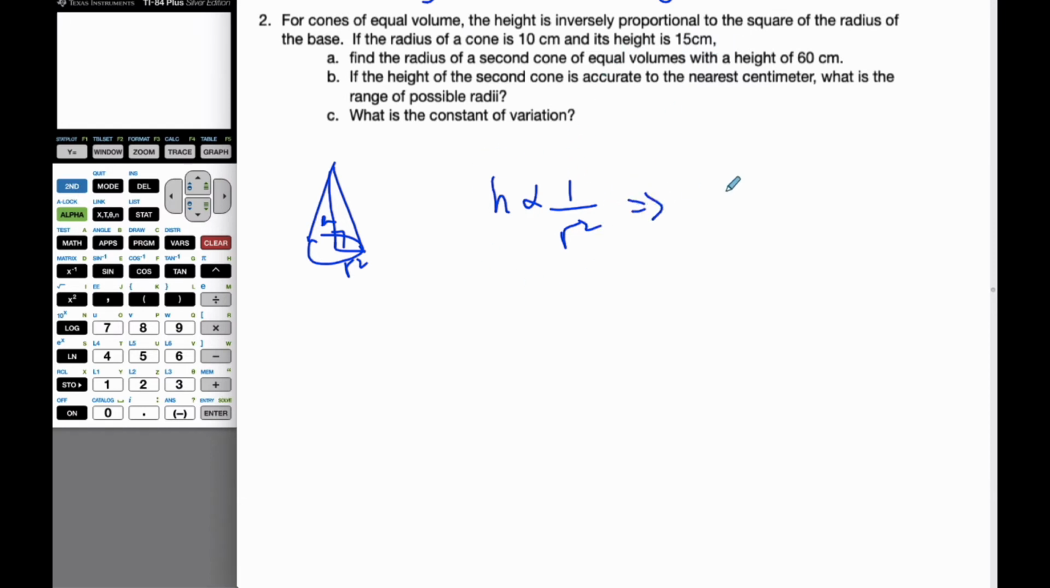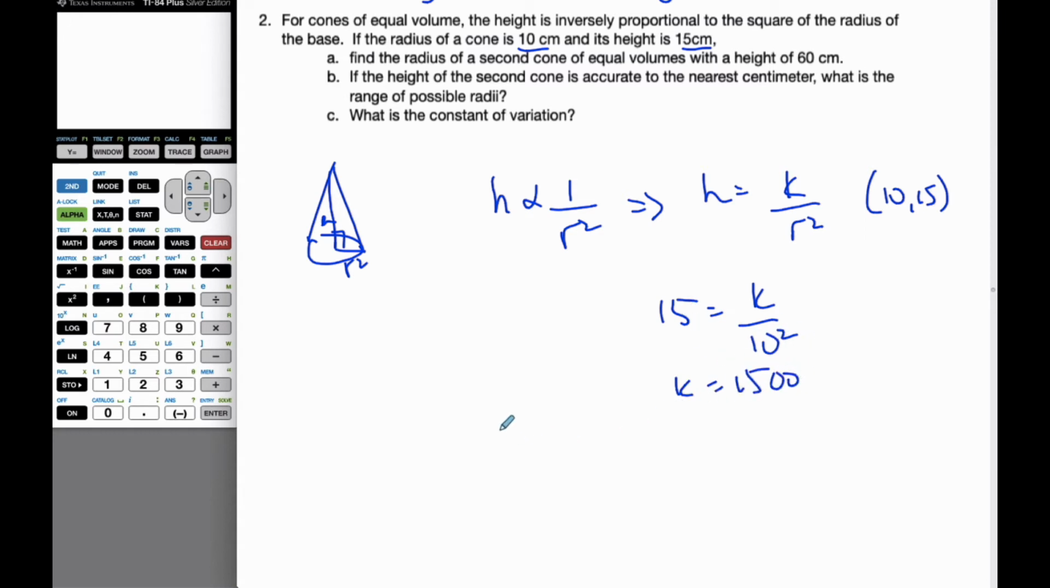And so what I can get from that is the height is equal to some constant over r squared. And then I know the radius of 10 gives me a height of 15. So I know r is 10 and the height is 15, so I can find my k value. 15 is equal to k over 10 squared, and so k will be 100 times 15, which is 1500. And so my actual equation is going to be h is equal to 1500 over r squared. There's my equation that relates h and r.